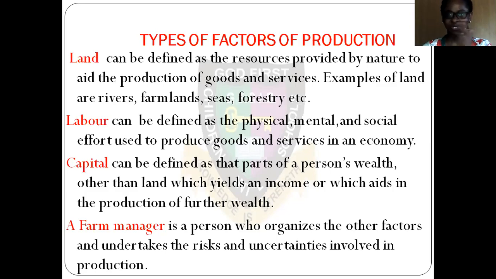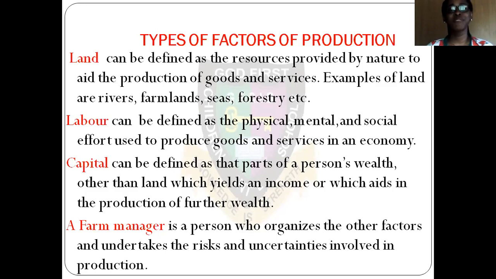Capital can be anything as long as it helps in production. For example, the tractor we use in the farmland is also capital because it helps in production; it helps in clearing the bushes before the planting of the plant. So capital can be defined as that part of a person's wealth other than land which gives an income or which aids in the production of further wealth.